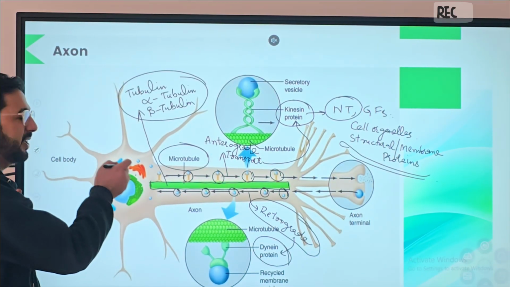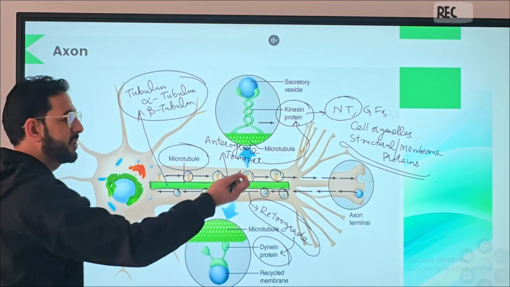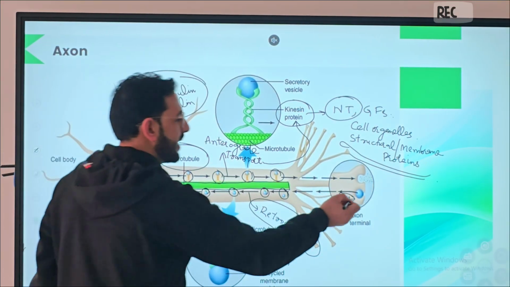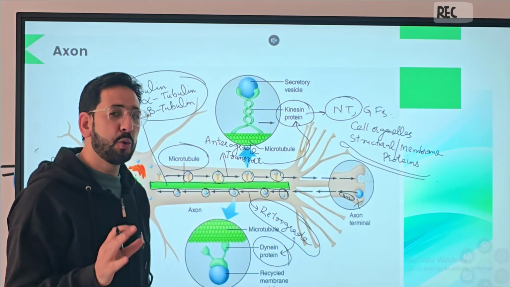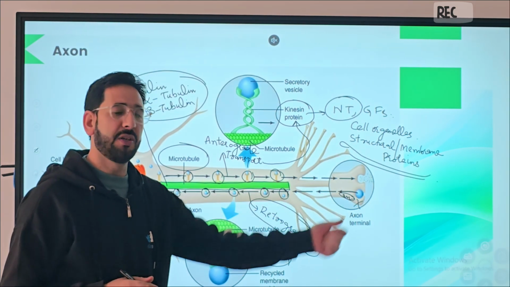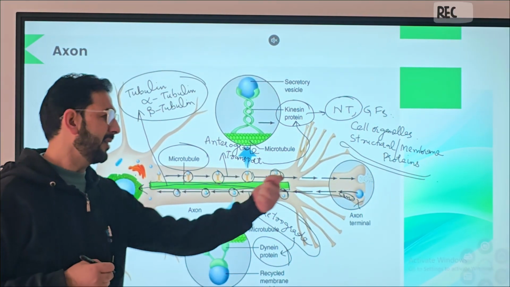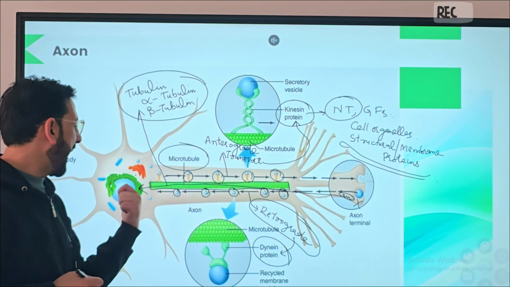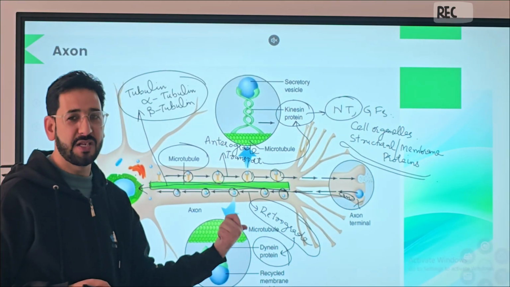I told you earlier that we need to transport the different cell organelles from the cell body to the axon terminal. Now suppose this is a mitochondria, and it is not functioning properly. It has become non-functional. We need to degrade this non-functional cell organelle, and for the degradation, we need to take it back to the cell body. That dysfunctional cell organelle will be transported from the axon terminal back to the cell body by means of retrograde transport by this motor protein called dynein.